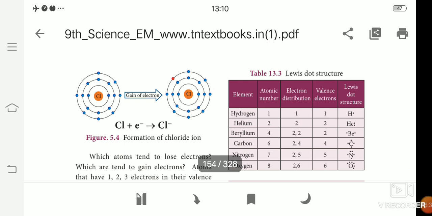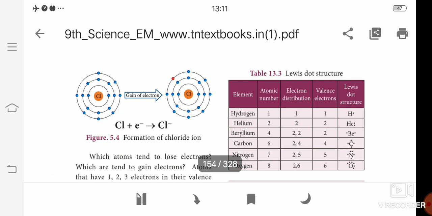Then the next topic, types of chemical bond. There are two types of chemical bond: strong bond and weak bond. The strong bond is further classified into four types: ionic bond, covalent bond, coordinate bond and metallic bond. The weak bond is classified into two types: hydrogen bond and van der Waals bond.